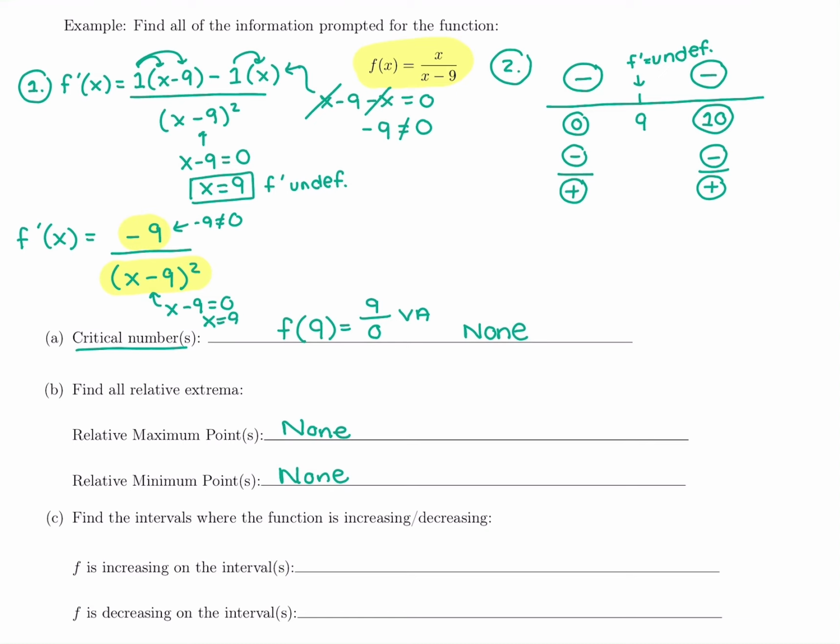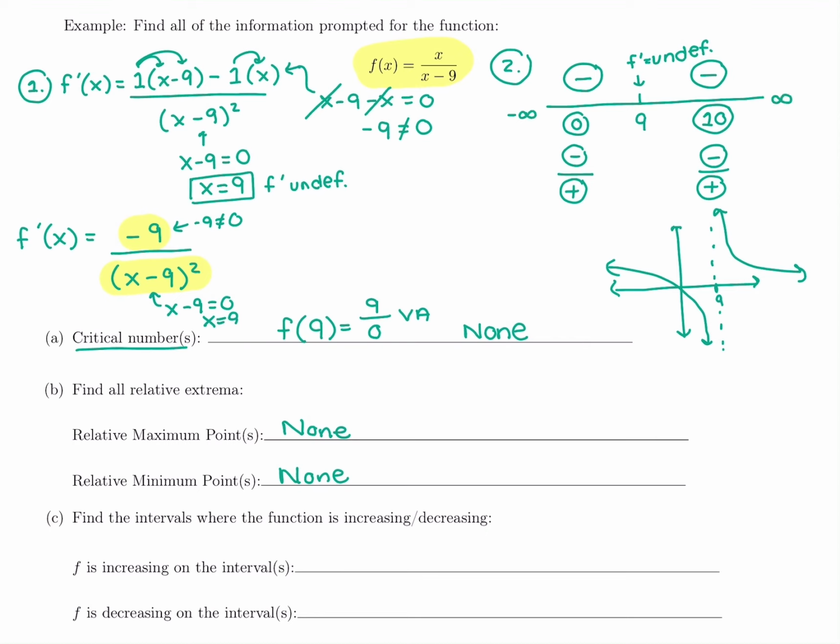So if we wanted to sketch what this graph looks like, which is a tricky thing to do, this graph has a vertical asymptote at 9. So here's 9. I'm going to put my vertical asymptote. And it's decreasing before the vertical asymptote and decreasing after the vertical asymptote. So decreasing everywhere except for at 9 where the derivative is undefined.